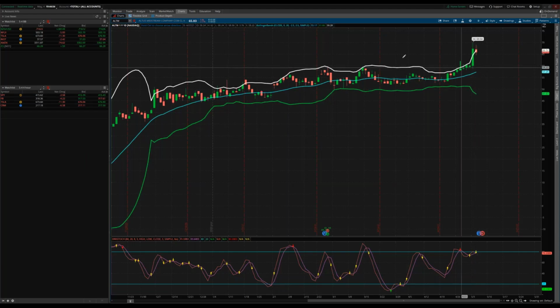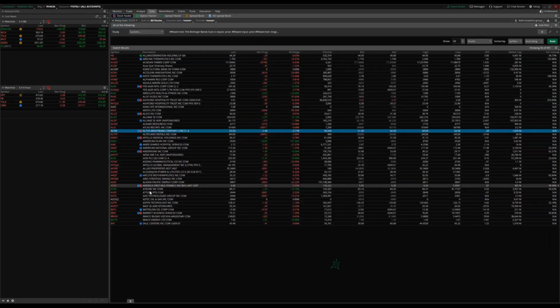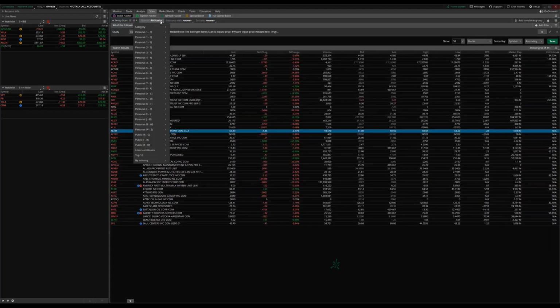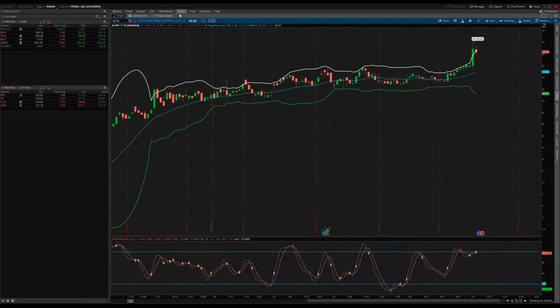Okay. And again, you can run these scans on anything you want, whether it's futures, forex, your own watch list. That's how it can be extremely valuable. Okay. Is there any time frame or any instrument somebody wants me to look at? Let me go in there and see if I can find any questions.